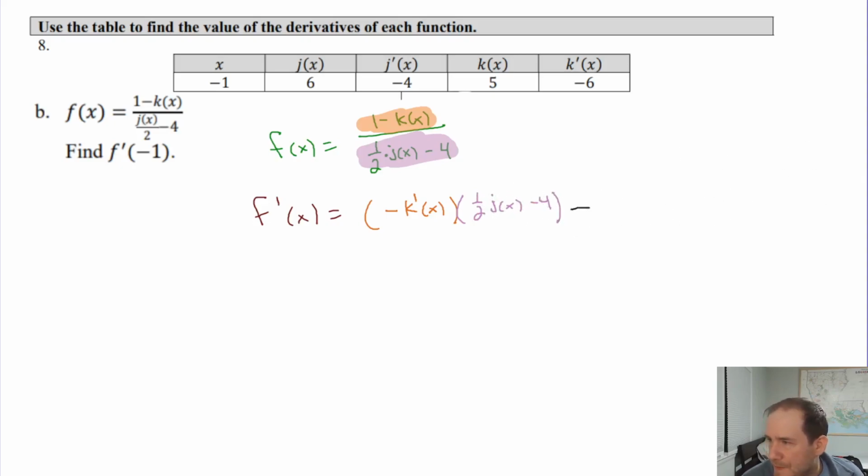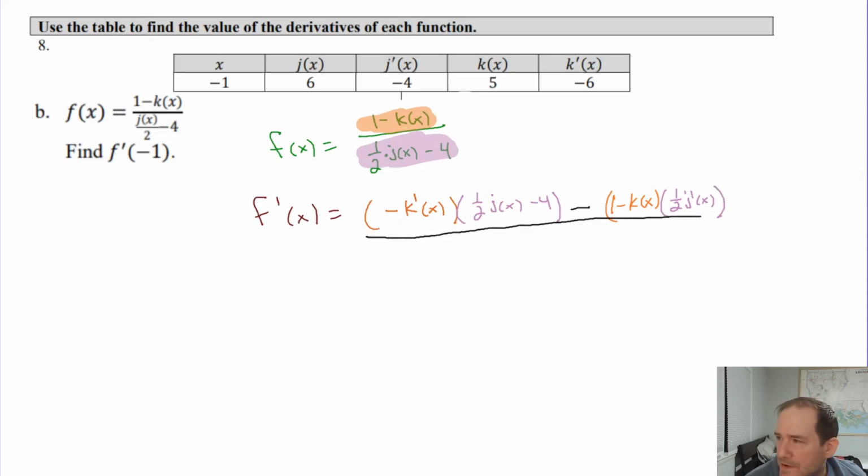Then we'll subtract. This time we're bringing down the orange numerator, 1 minus k. But we're multiplying by the derivative of the denominator. So that's going to be 1/2 times j prime. But again, we'll do the derivative of 4, and that'll just be 0. So we've got a minus 0 here, but there's no point in showing that, so don't bother. Then downstairs, we'll have that entire lavender thing, but squared. So it'll be 1/2 of j of x minus 4, and then whatever the heck that turns out to be, when all is said and done, you'll square it.